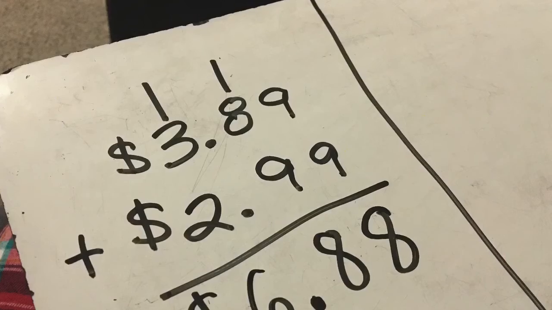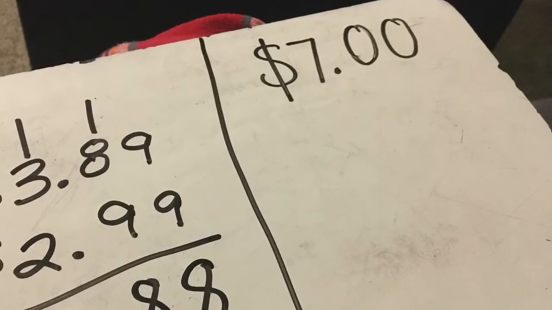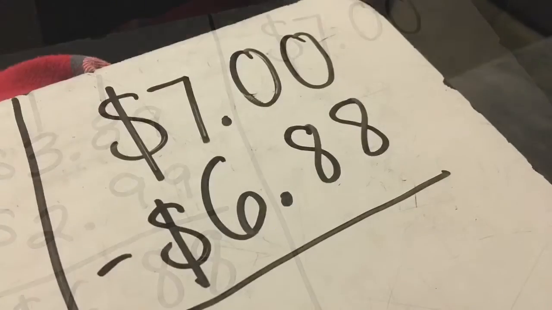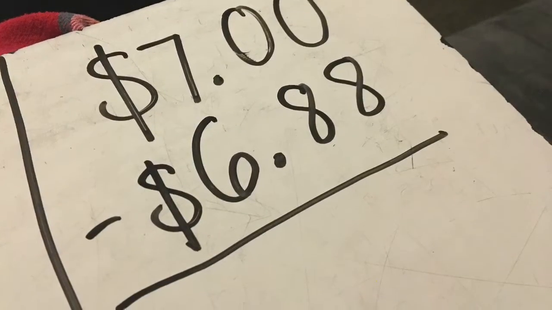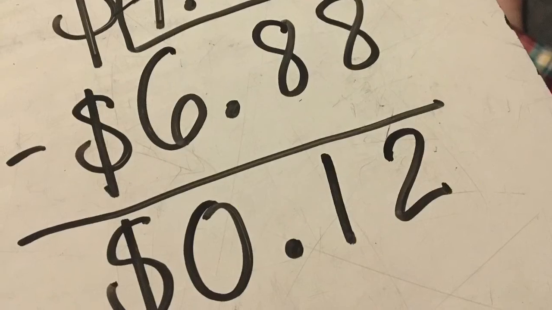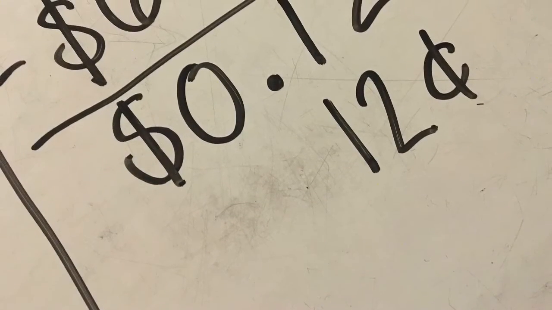$2.99, which equals $6.88. But we're going to take that away from the $7 that we had in our pockets. We need to figure out how much money is left in change. $7 minus $6.88 equals 12 cents. You can write it like that, or you can write it with just the cent sign.